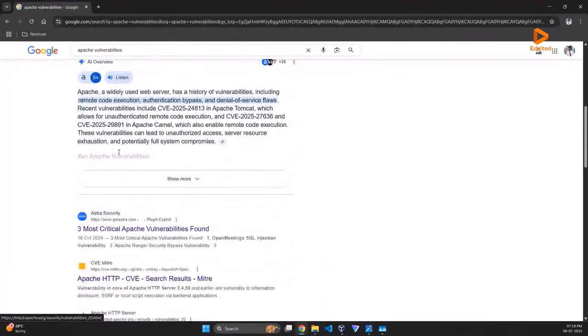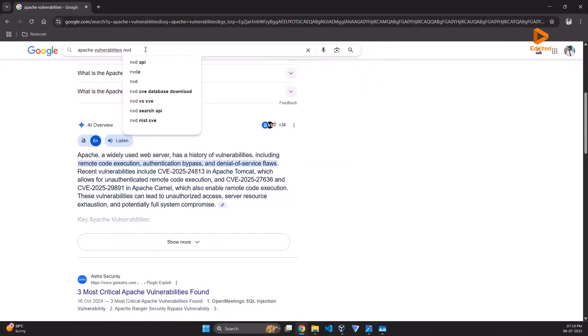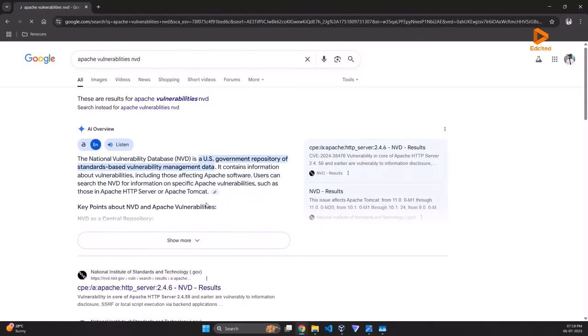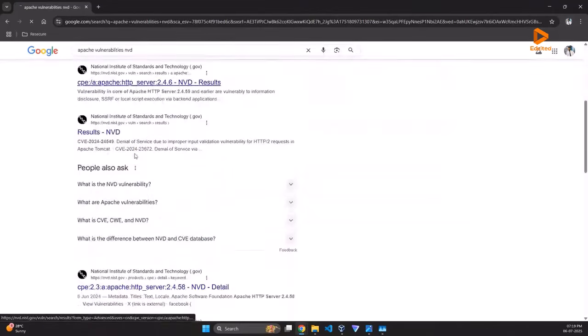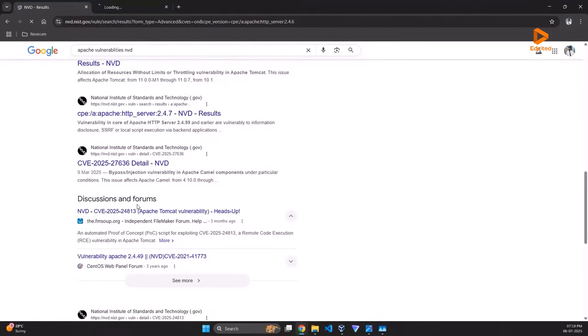Let's say I just open up Google and type Apache vulnerabilities, and I go to this website, I would go to NVD. This is the National Vulnerability Database, that is NVD. If I just open this up for you. So see, let's say my target system is running Apache version 2.4.6. The NVD site is usually down, so that is why it is loading.